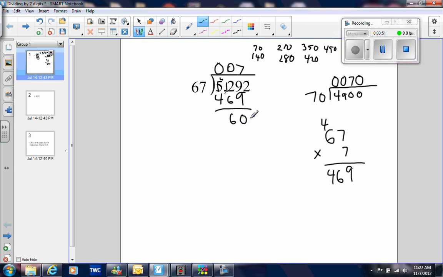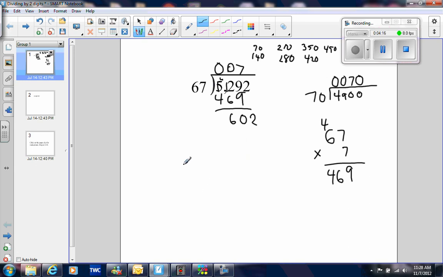Alright, time for me to bring down my 2. Now, if I was to put a 7 up here again, I would get 469. But that isn't very close to 602. I can actually go larger. So I'm not going to start down at 1 or 2 or 3 or 4. I'm going to start at 7 and work my way up until I get one that is close to 602.